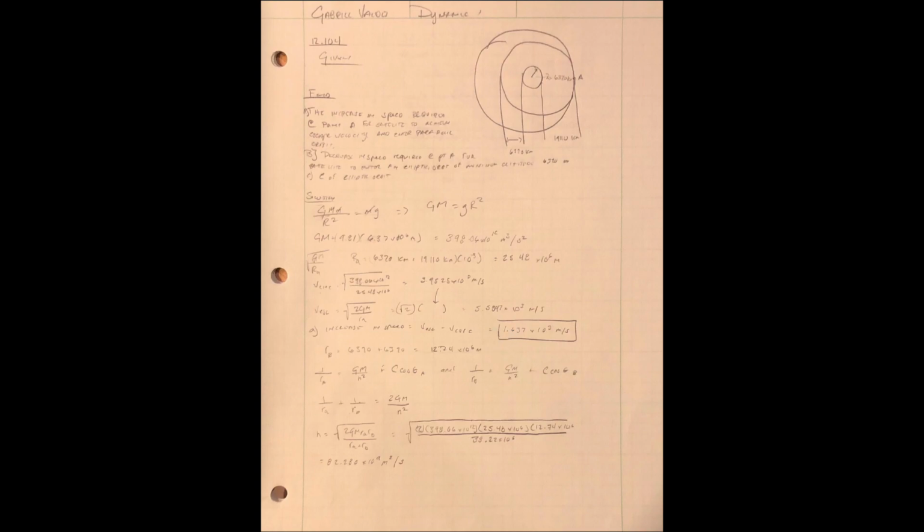The second part of the problem asks us to find the decrease in speed required at point A for the satellite to enter an elliptic orbit of minimum altitude.